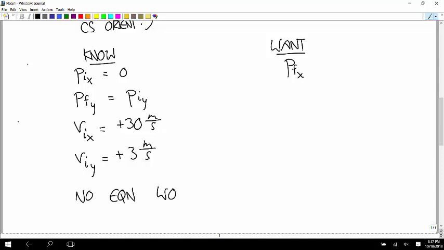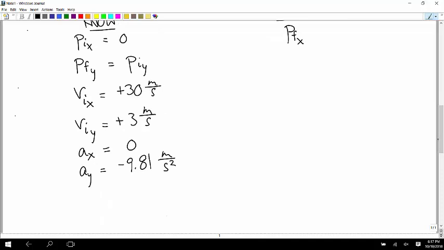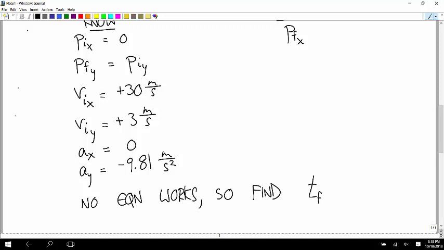Oh, and we know the acceleration. Sorry, move this. It's in free fall, so a_x is 0, a_y is negative 9.81. Okay, but no equation works. So what do you want to try as an intermediate variable? Yeah, time final.